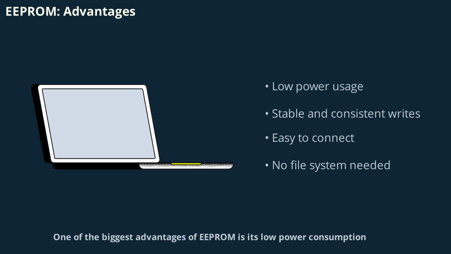One of the biggest advantages of EEPROM is its low power consumption, which is especially important for portable or battery-operated devices. It's also very stable and consistent with slower but reliable write speeds. Since it doesn't need a file system, it's straightforward to use in simple projects. However, it's best suited for storing small amounts of data that don't change often due to its limited write cycle.